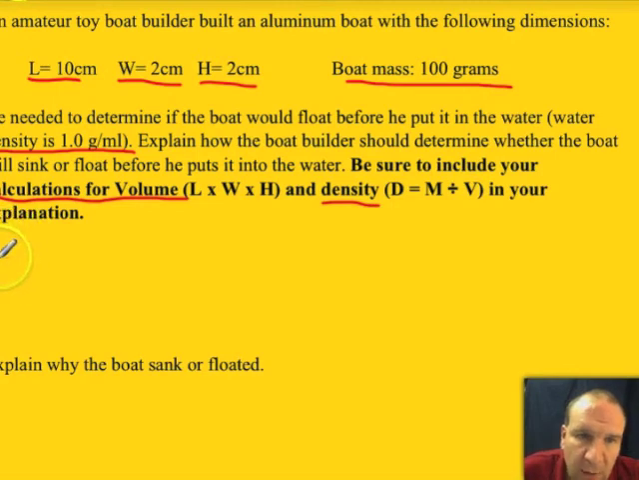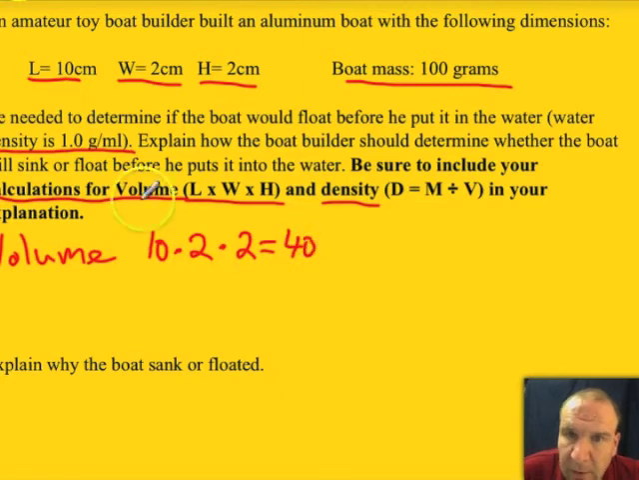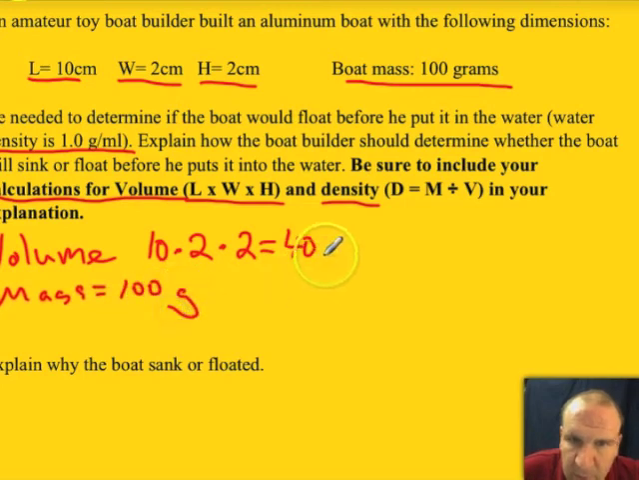Well, first of all, I have to find my volume. And here's the thing. It says how to find volume. Length times width times height. So I might write down, okay, I got 10. I need to multiply that by 2, and I need to multiply that by 2. So 10 times 2 is 20, times 2 is 40, right? Okay. Now I know my mass is what? 100 grams. And if I label this, it's volume, right? So it'd be cubic centimeters.